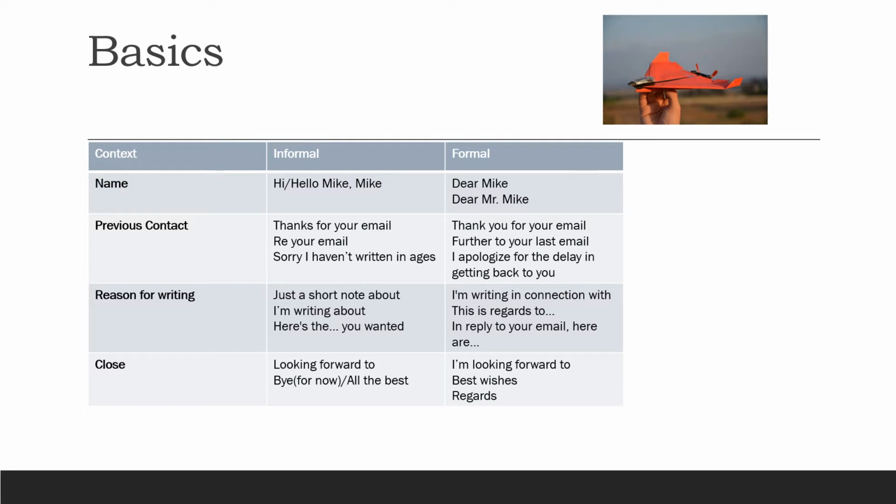So the next context is regarding reason for writing. An informal way is just a short note about. Instead of that, you can mention I'm writing in connection with so and so. You can mention the context. The next informal method mentioned here is I'm writing about. Instead of that, you can mention this is in regards to so and so subject.